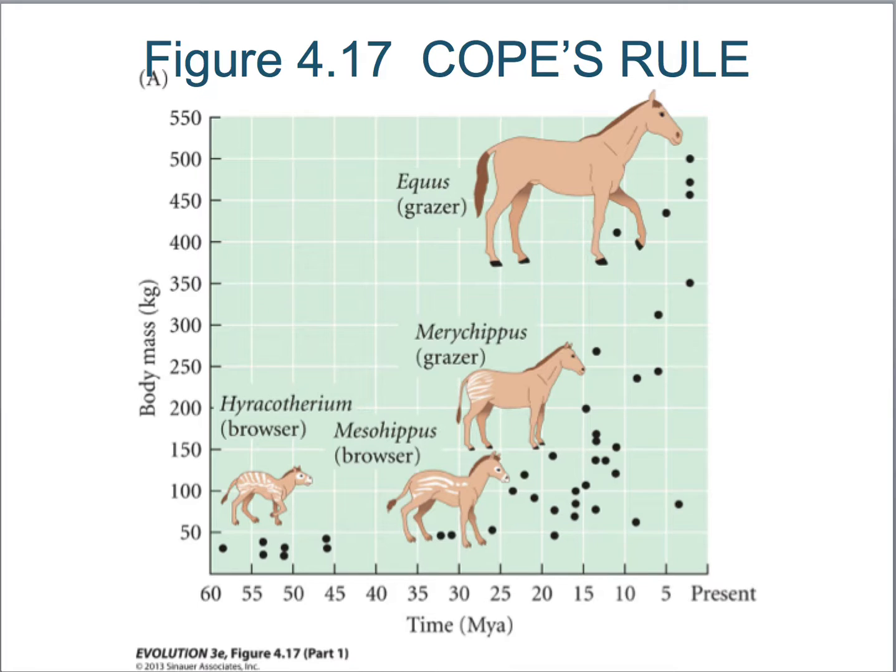Cope's rule here is that in many animal clades, body size has increased over time. So here you have the present, here you're going back in time, and you can see that early horses were small, and they become bigger and bigger and bigger. There are a few exceptions to this rule, but for the most part, especially in horses, horse taxa got bigger over time.